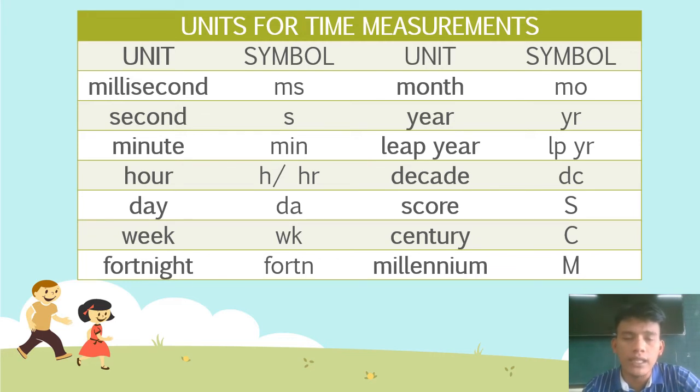Unit millisecond with the symbol of ms. Second with the symbol of s. Minute with the symbol of min. Hour with the symbol of h or hr. Day with the symbol of da. Week with the symbol of wk. Fortnight with the symbol of fortn.